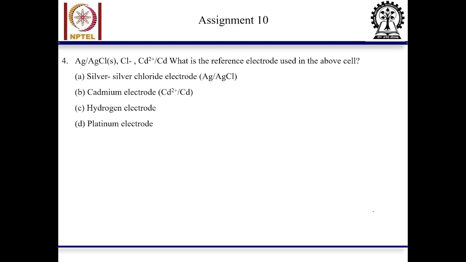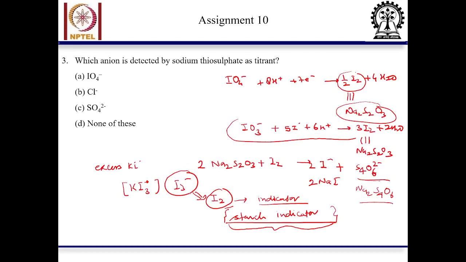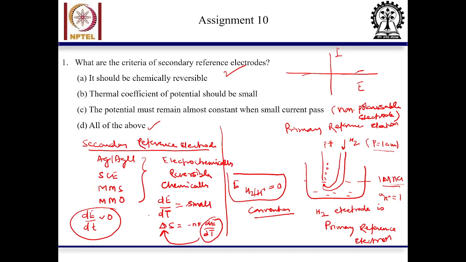Yeah. So the correct answer is A, because in this cell we have two electrodes. On the left hand side we have silver silver chloride, Cl minus. On the right hand side we have Cd2 plus, Cd. Now we have already discussed the secondary reference type electrode. For silver chloride in Cl minus, basically we use KCl. So here your potential will depend on the concentration of KCl used.